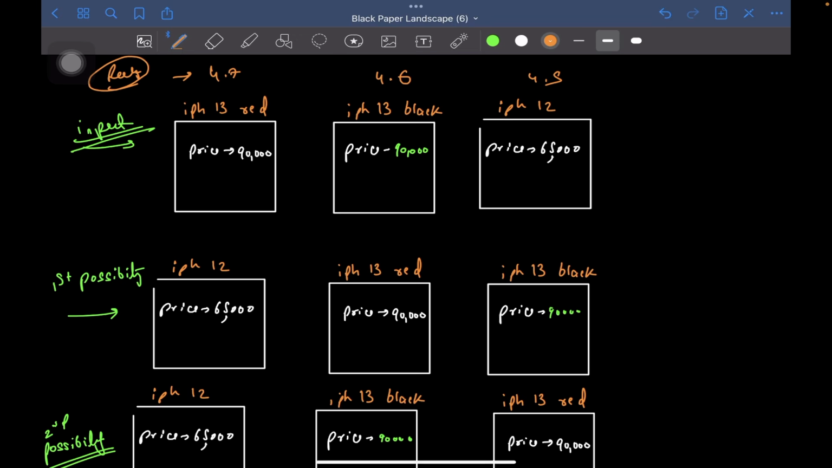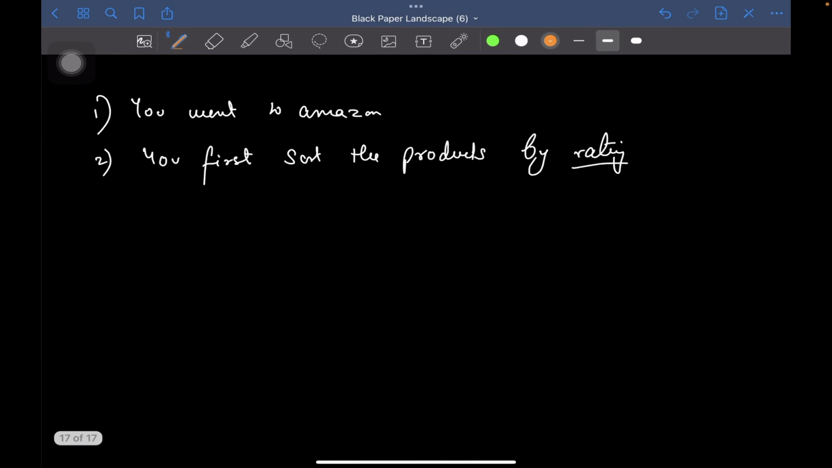And now I have to take a look at my pocket to see what's the best buy with respect to budget. Then let's say you resorted the products based on price.